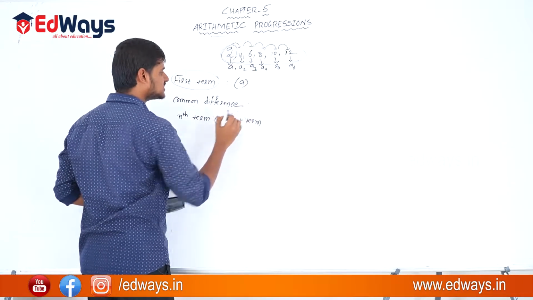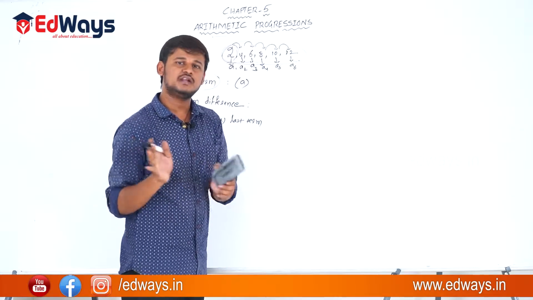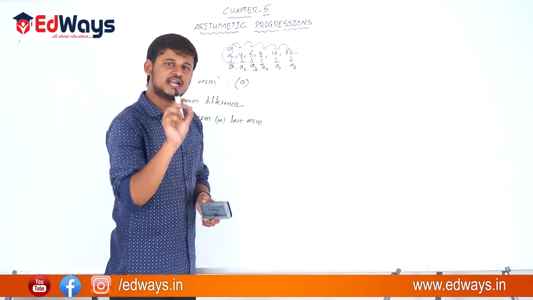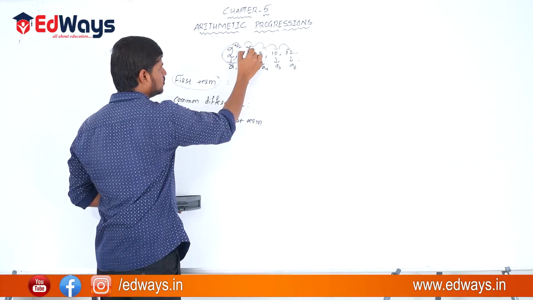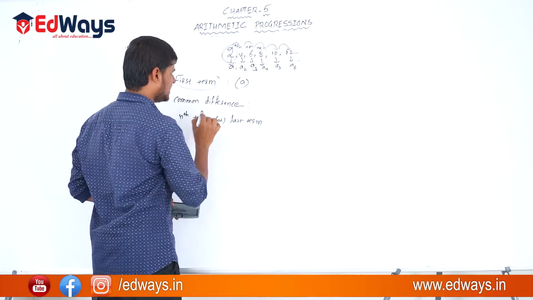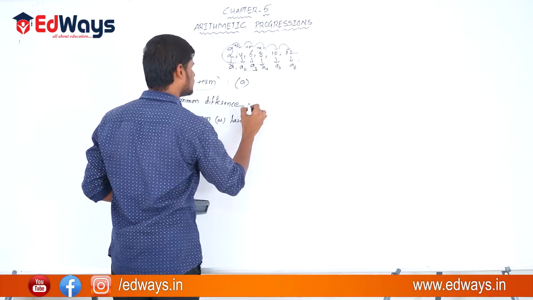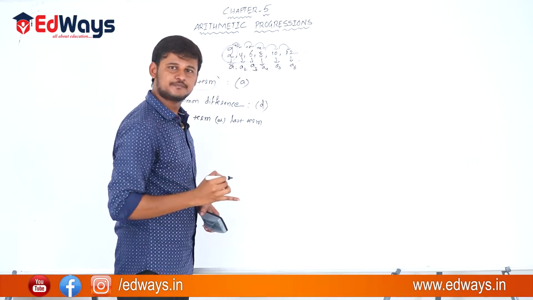Okay, so now what is common difference? Common difference is nothing but, earlier I told you, right? Whatever fixed number we are adding to the preceding term. So here I added 2, everywhere I added 2. So that's why we got the next number, right? So that fixed difference is called common difference, which is denoted by small d.